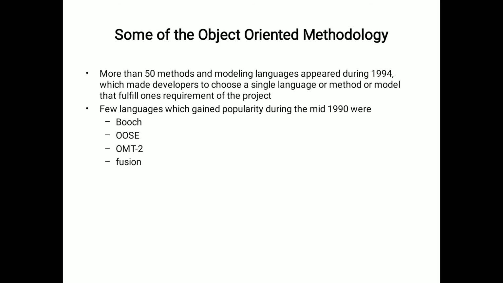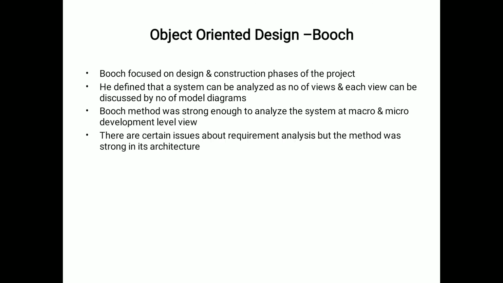Now, here are some of the object orientation methodologies. More than 50 methods and modeling languages appeared during 1994. A single language or method which is popular is the object-oriented language or unified modeling language. Now, few languages and their popularity in the mid-90s. These are Booch, object-oriented SE, OMT2, and Fusion.